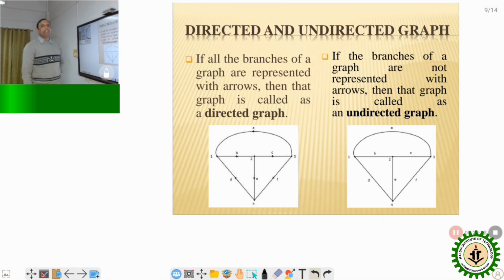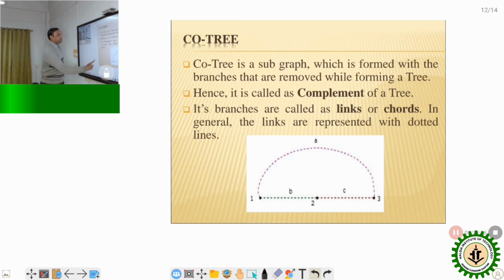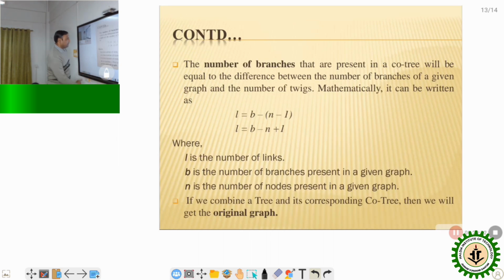So here a total of 3 links or chords are present, which are in between node 1 and node 2, in between node 2 and node 3, and in between node 1 and node 3. So the formula is L equals B minus N plus 1, where L is the number of links, B is the number of branches present in a given graph, and N is the number of nodes present in a given graph.